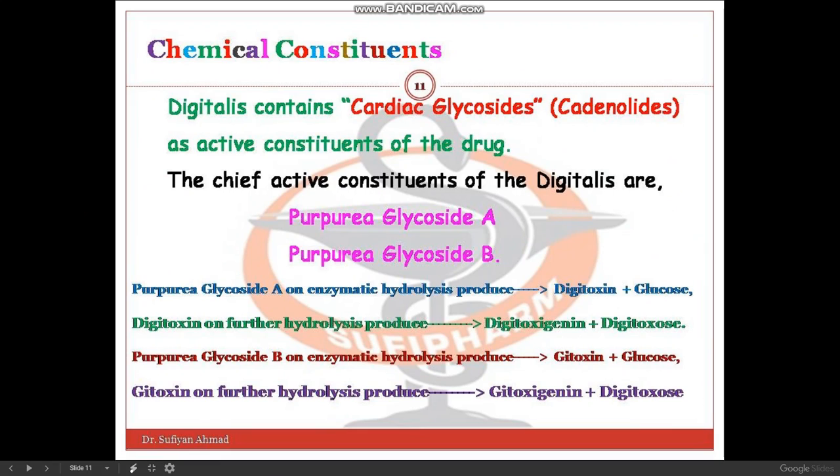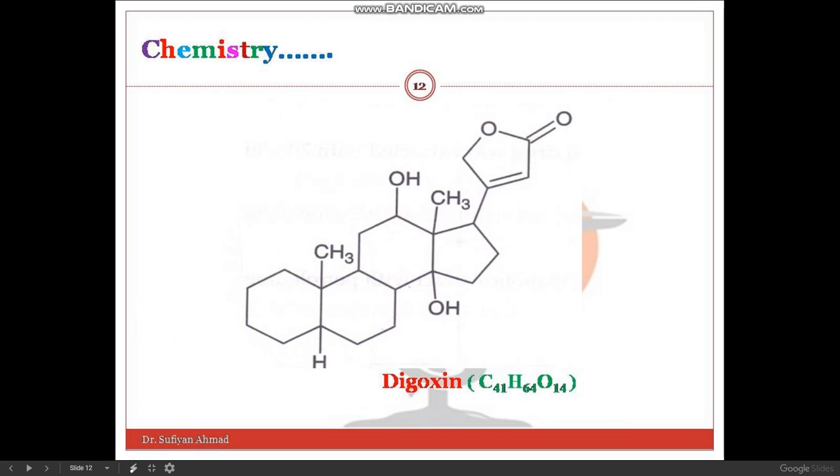It contains purpurea glycoside A and purpurea glycoside B, and upon hydrolysis, suppose purpurea glycoside, it will give digoxin plus glucose. I hope you remember about glycosides. What are glycosides? They comprise two major parts: first the glycone and the other the aglycone part, the sugar part and the non-sugar part. We are generally focusing on the non-sugar aglycone part, because the aglycone part is responsible for the pharmacological action. This is the structure of digoxin. You have to remember and recall this structure. This is very, very important.